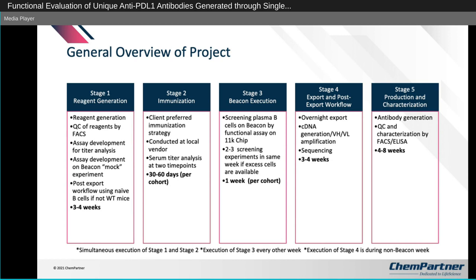Stage 5, where the production and characterization of the recombinant antibodies is done, very well depends on the client's preference, because some clients prefer to have it done at ChemPartner, where our Shanghai team would help us out in producing the antibodies as per client's preference, or some clients prefer to do that at their own location. The typical process for us would be around 4 to 8 weeks.